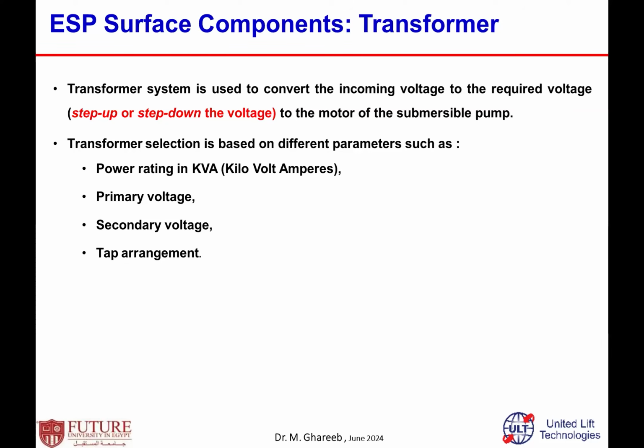Transformer selection is based on different parameters. First of all, what is the power rating for the motors and for the conditions, the equipment I have to use, what is the primary volt, what is the secondary volt. The primary volt is the volt in, the secondary is the volt out, and how to arrange changing the volts across the transformer is what we call motor tap arrangements and so on.